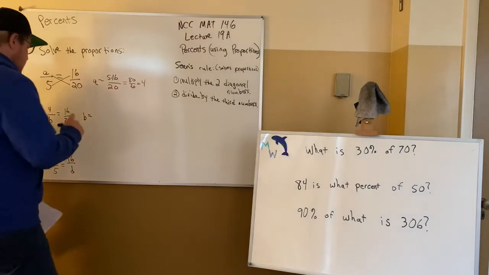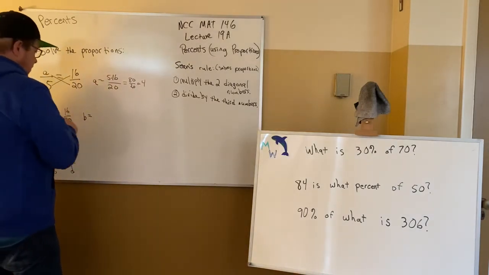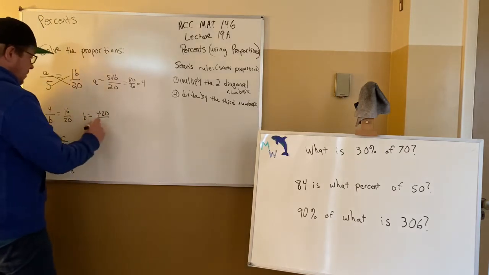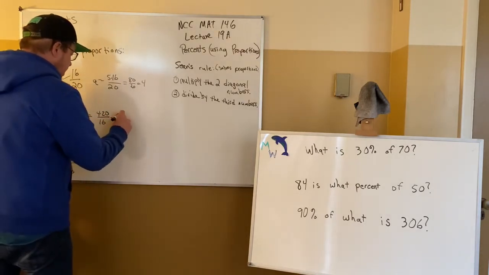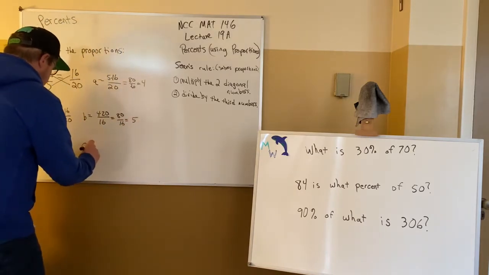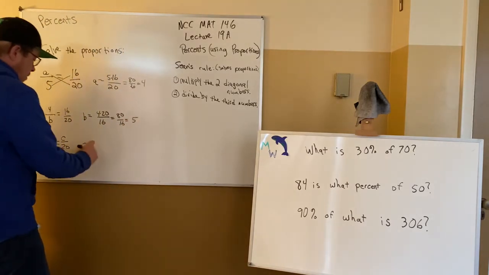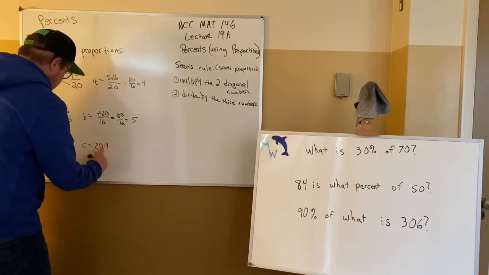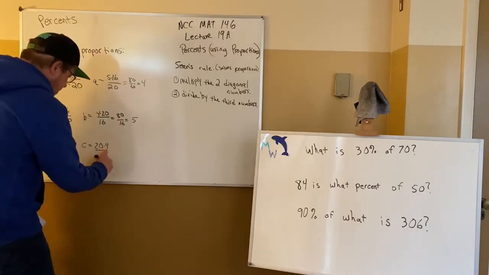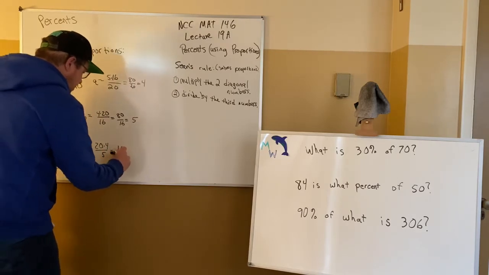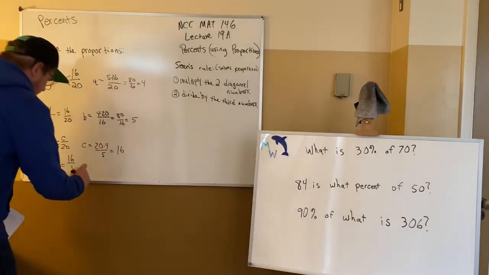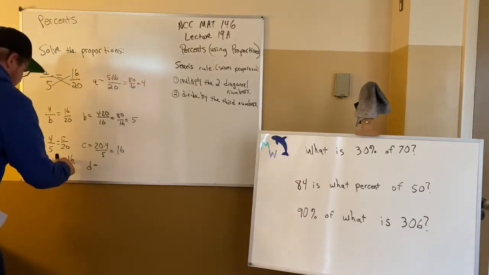So b equals, I need to multiply the 4 times the 20. It doesn't matter the order of those two, but they must be on top. The key is divide by 16. So you're going to get 80, but you're going to divide by 16, and this time you'll get 5. So c, diagonal 20 and 4. So if I multiply the 20 by the 4 and divide here by 5, I'll get 16. And 16 does belong in each of those. And finally d, I'm going to multiply 5 by 16.